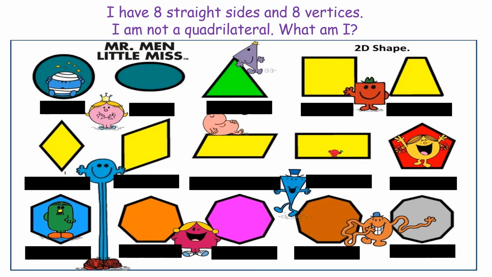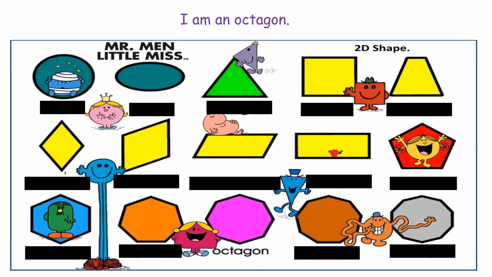This riddle says I have 8 straight sides and 8 vertices. I am not a quadrilateral. What am I? Have a look at the screen, and can you see any shapes that have 8 sides? Well done if you got it right. It's called an octagon. Octagons have 8 straight sides and 8 vertices. You might remember this because an octopus has 8 legs. And octagon also starts with oct, so they're very similar.